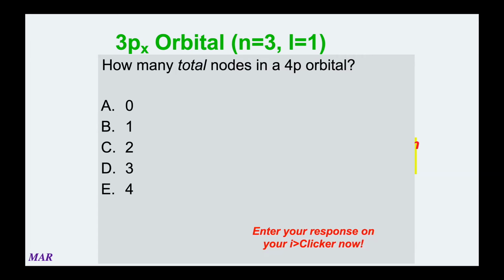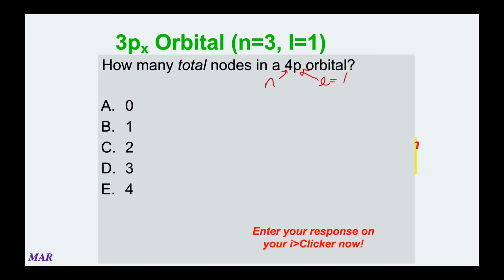How many total nodes in a 4p orbital? And you have those possibilities right there. So before we do that, let's figure out what n and l are for the 4p. So 4 is the n, all right? The number literally is the n value, so that's good to go. P, it goes SPDF for 0, 1, 2, 3, etc. P is the second one, so P means that L equals 1.